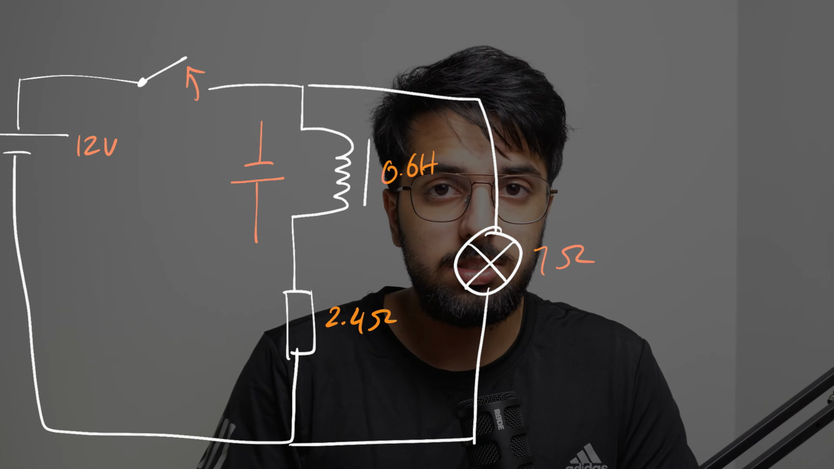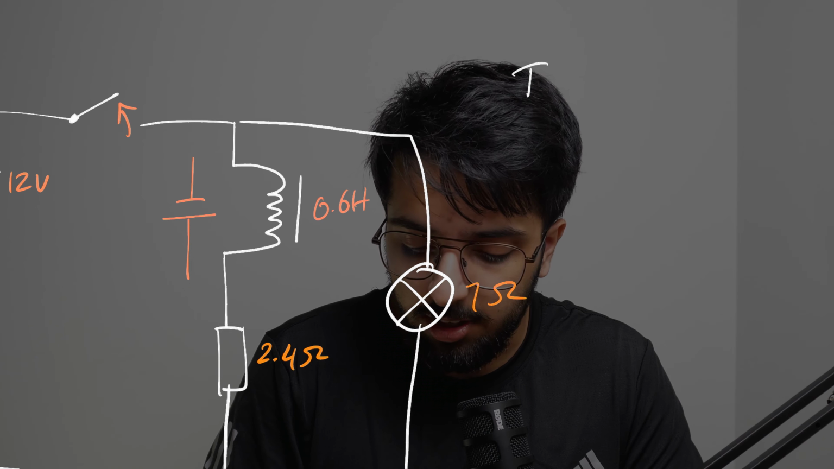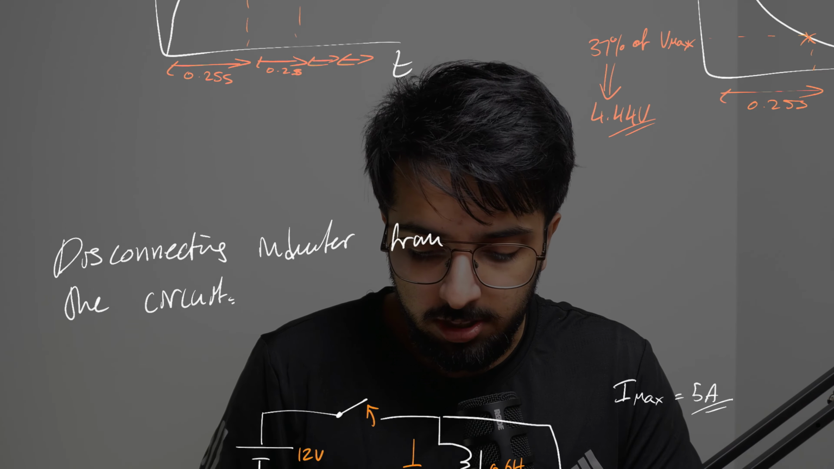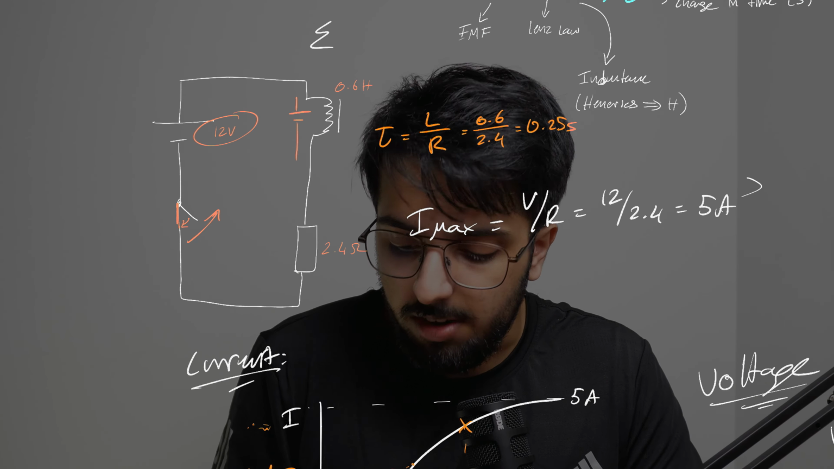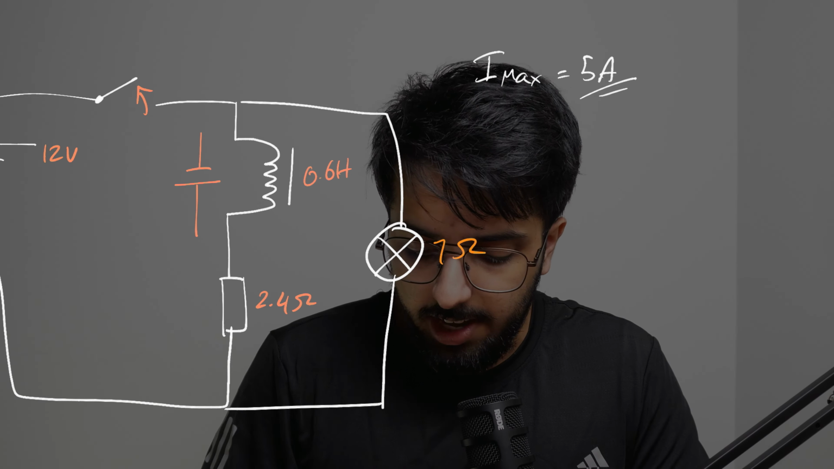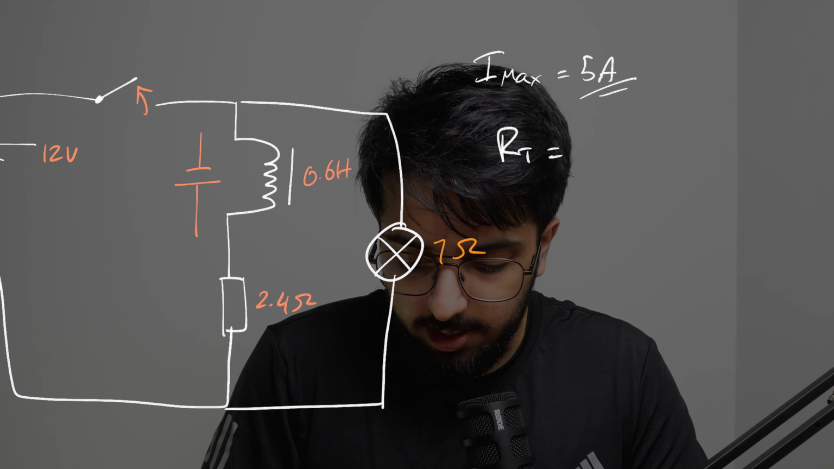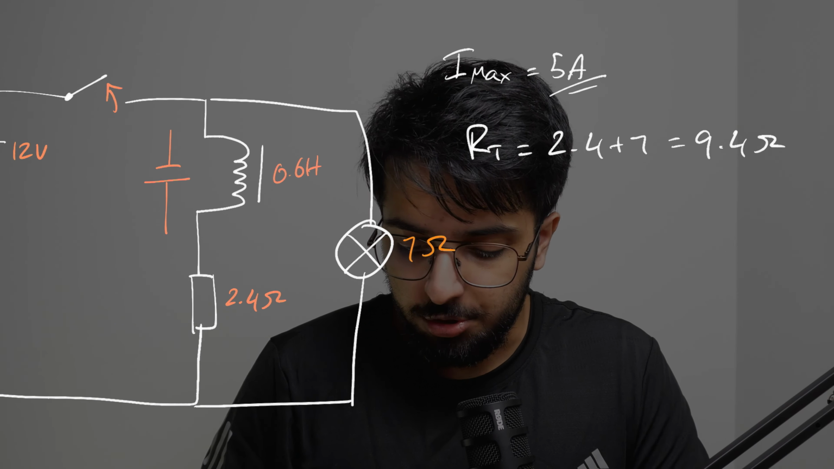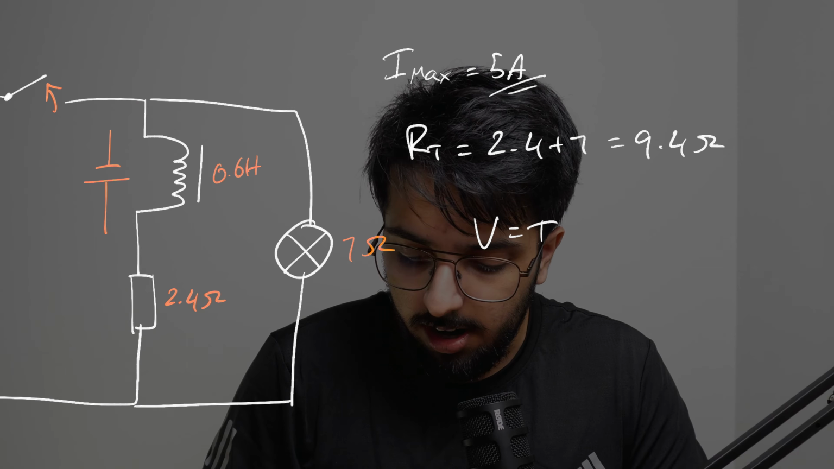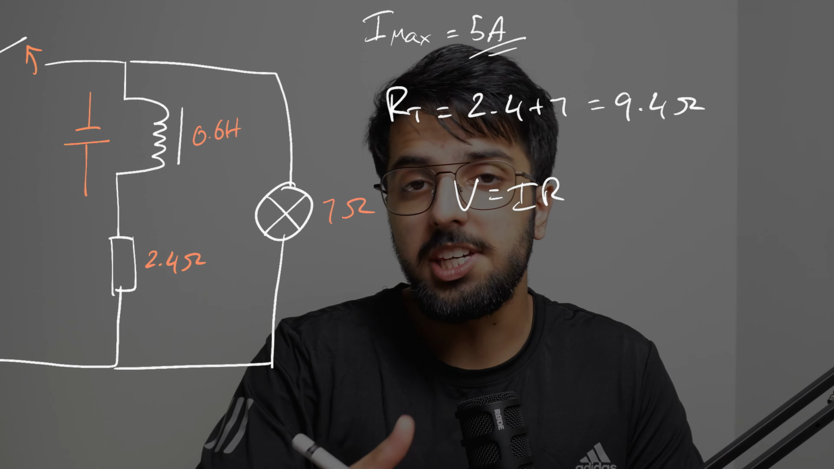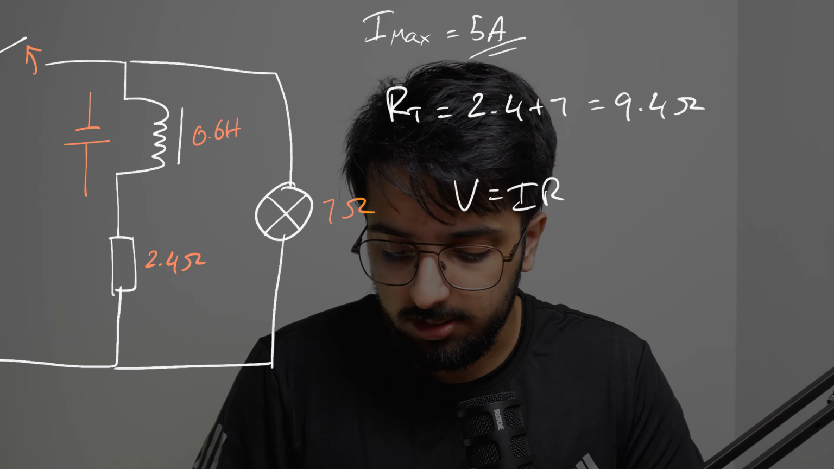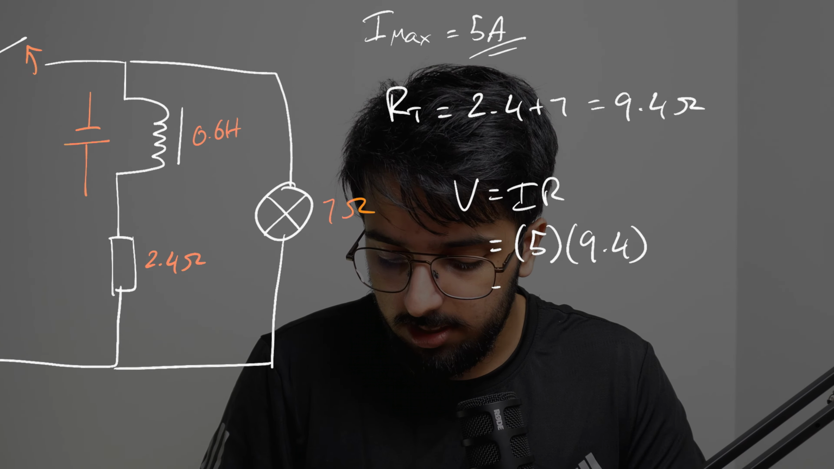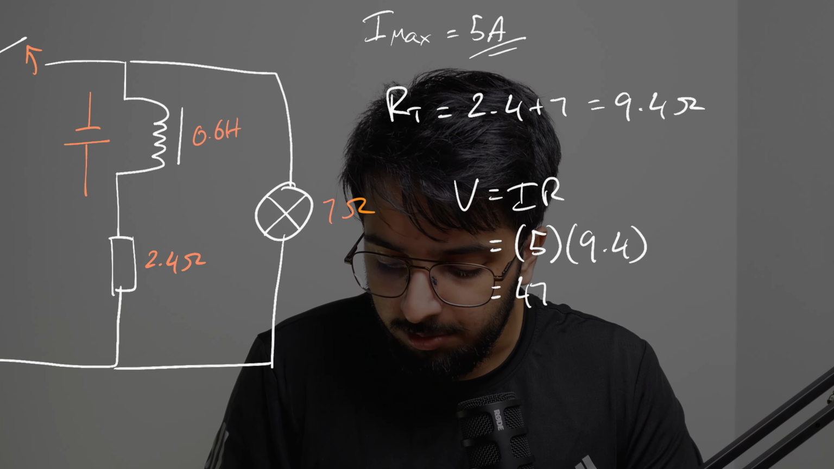So the inductor wants the current to continue to move at I max. We established that before, and we already established in our previous circuit that our max current is 5 amps. So our current is 5 amps, and the total resistance in the circuit is now going to be 2.4 plus 7, which is equal to 9.4 ohms. Now we can use Ohm's law, V equals IR, to find the voltage or the EMF being produced by our inductor. We have our current of 5 amps times our resistance of 9.4 ohms, and this gives a voltage of 47 volts.